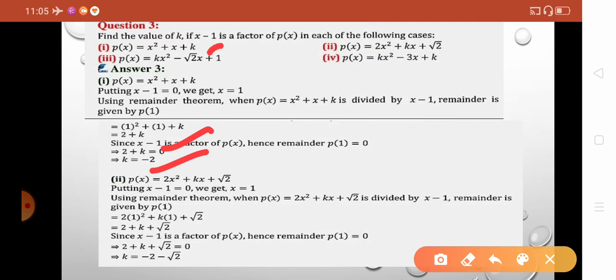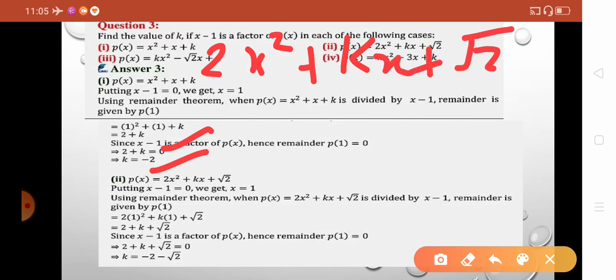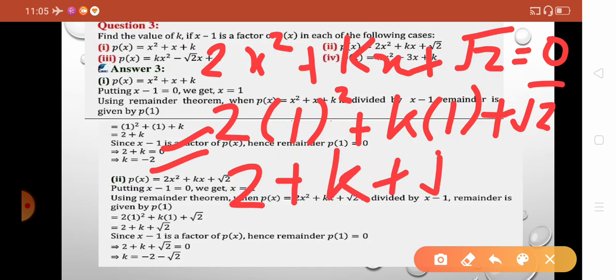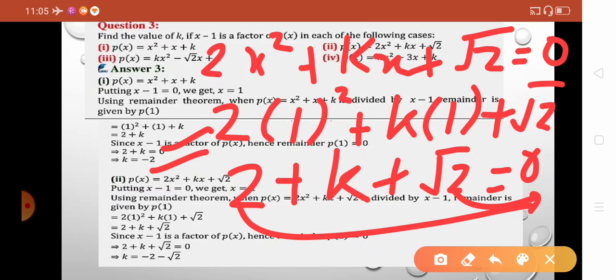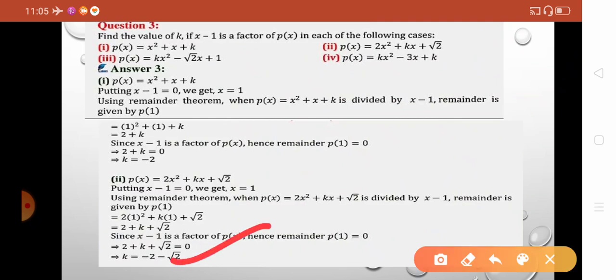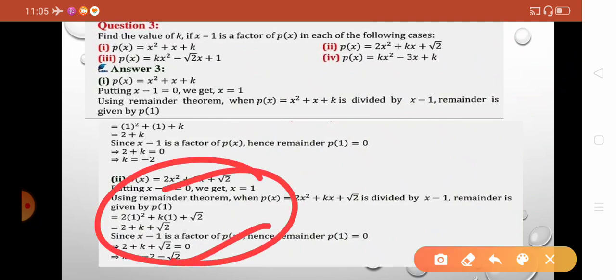For the second part we have 2x square plus kx plus root 2. We will put it equal to 0 for x is equal to 1. That means 2 plus k into 1 plus root 2. So we have 2 plus k plus root 2 is equal to 0. Taking these 2 on both sides, we will get k is equal to minus 2 minus root 2. Here the answer is minus 2 minus root 2. So try to solve this.